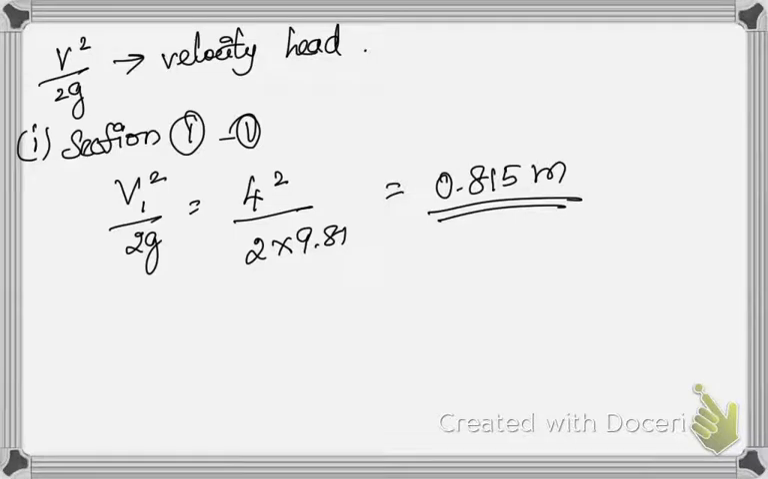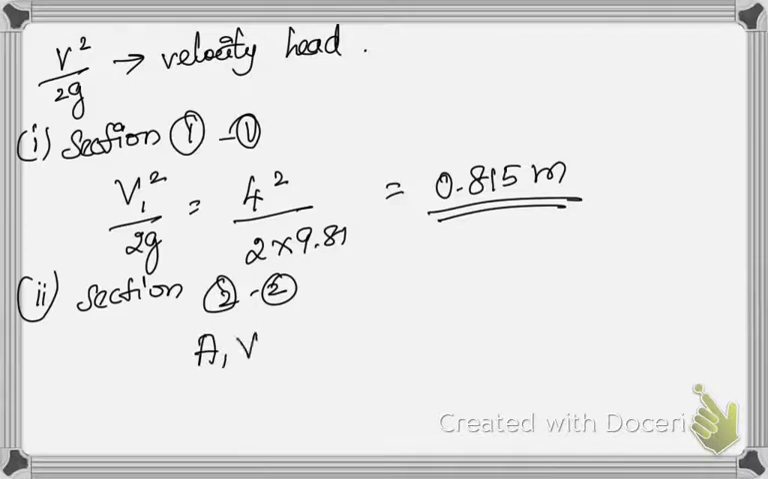The next thing they have asked us is to determine the velocity head at section 2. How are we going to determine it? The first thing is that we don't know the velocity at section 2. So first we have to determine the velocity at section 2. For that we are going to apply our continuity equation. Continuity equation is nothing but A1 V1 is equal to A2 V2.